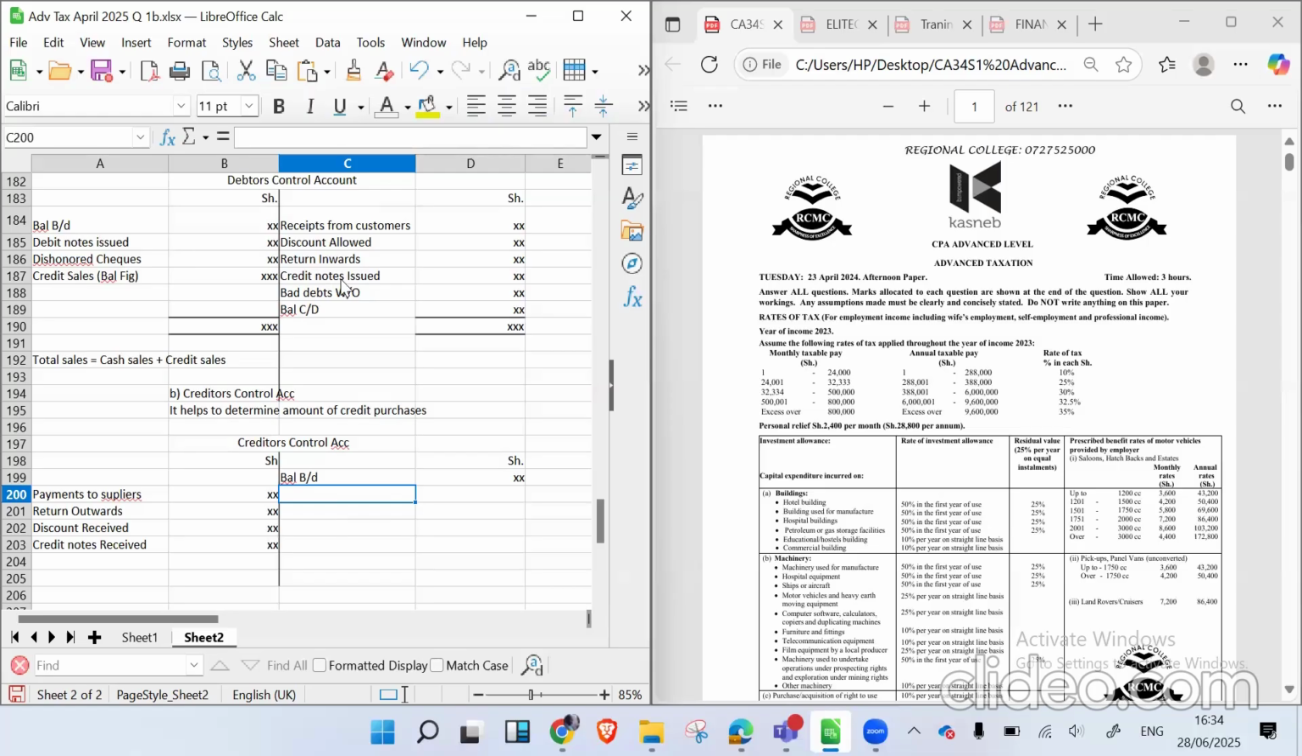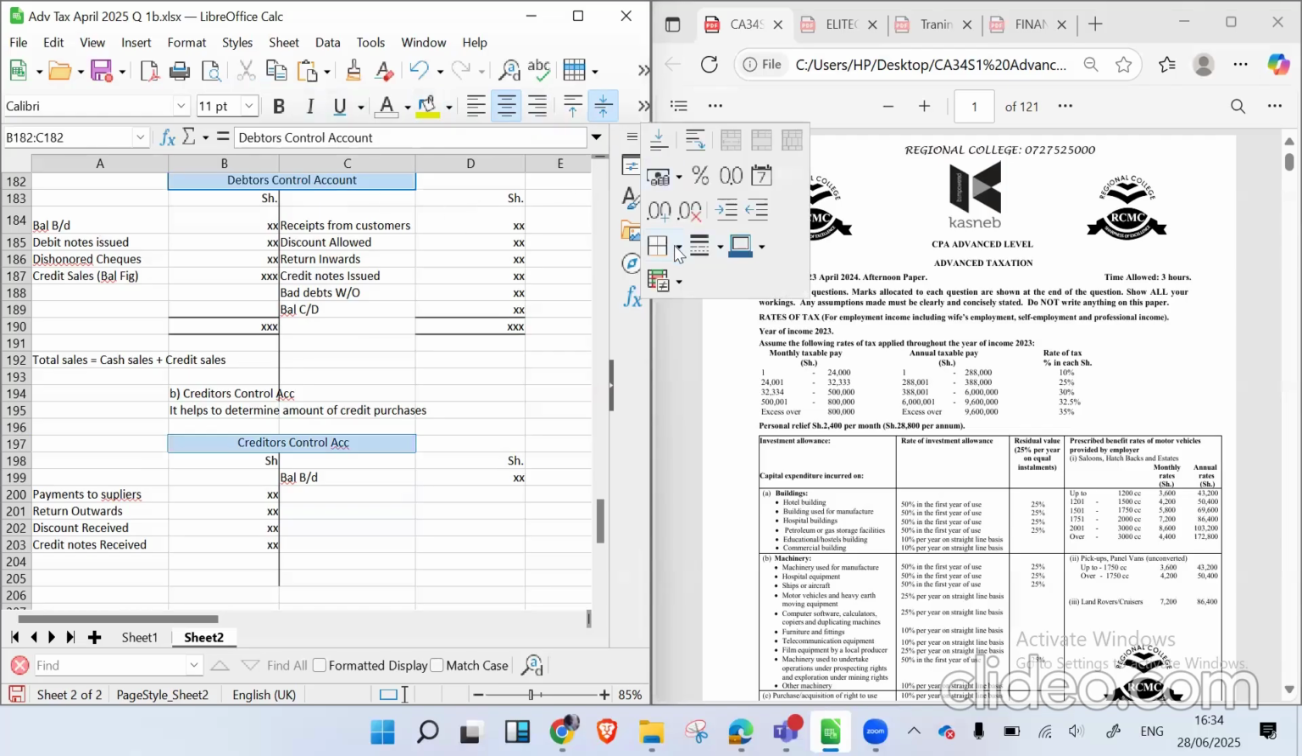So credit notes are meant to correct an overcharge. Debit notes are meant to correct an undercharge. So it all depends: are we issuing or are we receiving? If you are issuing, it affects our sales. If you are receiving, it affects our purchases. The debtors control account is an account for sales. The creditors control account is an account for purchases. Hope that is clear. Yes, it is. Great.